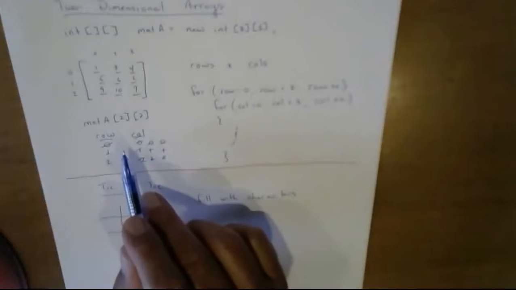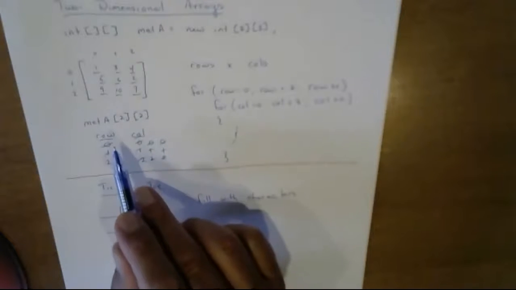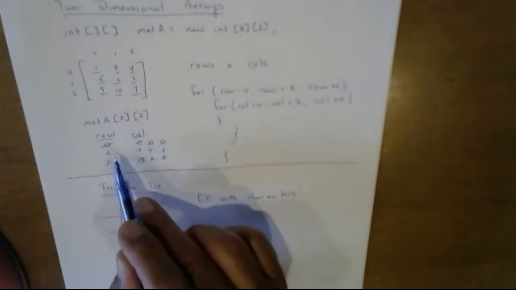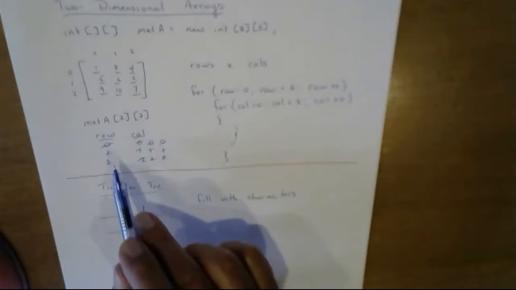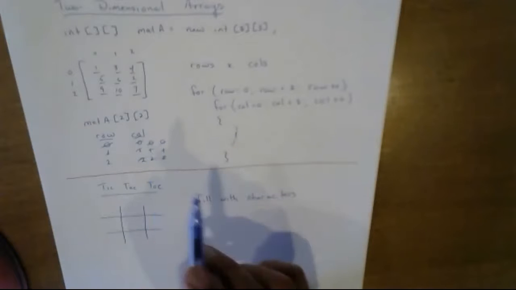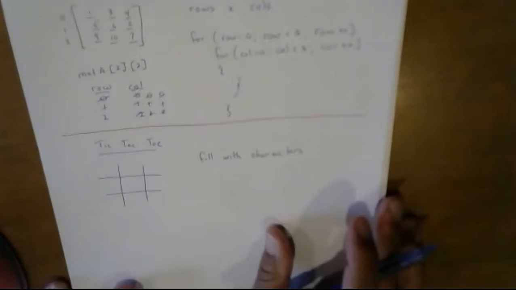Anyhow, 0,0, 0,1, 0,2. Then 1,0, 1,1, and 1,2. And then finally 2,0, 2,1, and 2,2. I can't stand two 2s.